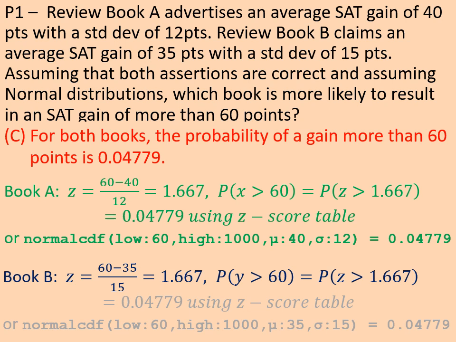So at this point, since we see that their z-scores are the same, we know that their probabilities are going to be the same. But you could also have skipped over the z-score and gone right to the normal CDF for both of them. So again, 60 as your low, 1,000 as your high, a mean of 35 and a standard deviation of 15. So they both give us about a 5% chance.